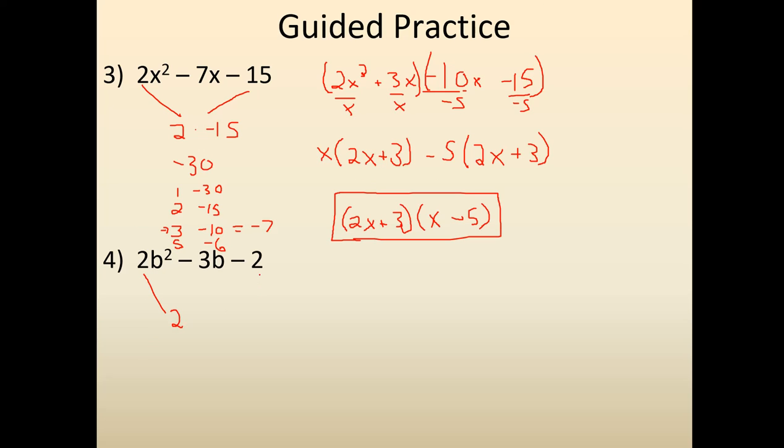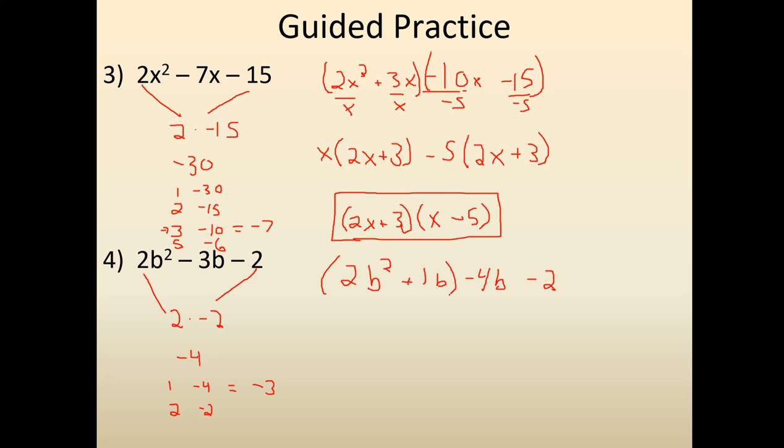Alright, so take the two numbers, 2 times negative 2. So this gets us a negative 4. So writing down all the factors that could add up to negative 3, 1 and negative 4, and then 2 and negative 2. The only one that adds up to negative 3 is 1 and negative 4. So I'm going to rewrite my equation, 2b squared, replace the negative 3b with plus 1b minus 4b minus 2.